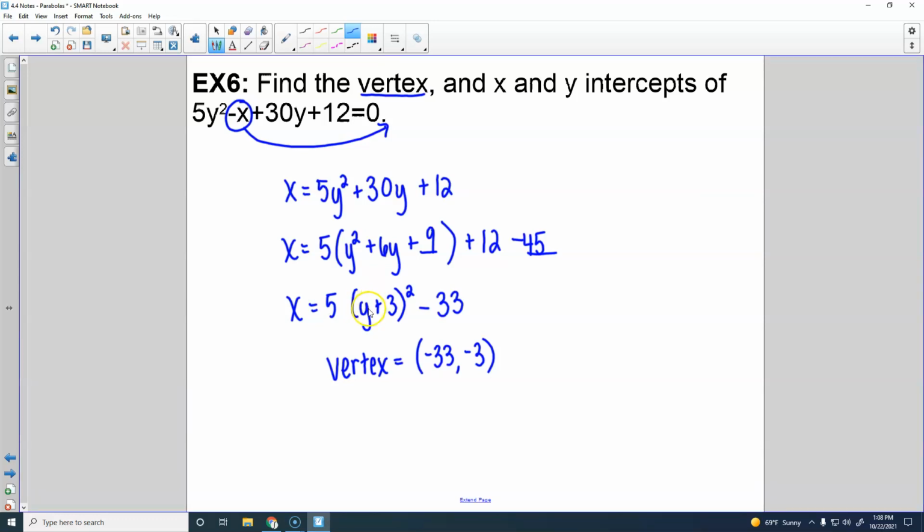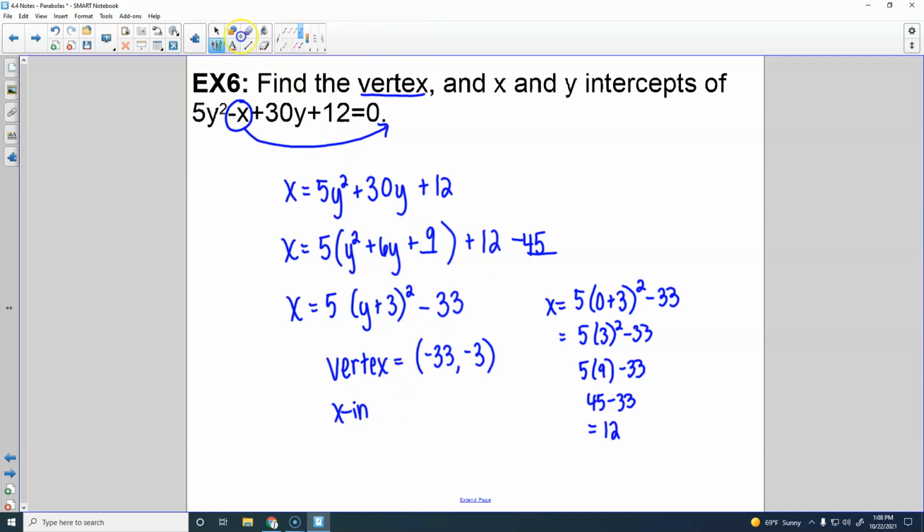The x-intercept is really easy to find from this equation, because if we plug in 0 for our y here, we can figure that out pretty easily. So that's going to be 5 times 3 squared minus 33, which is 5 times 9 minus 33, which is 45 minus 33, which is going to give us 12. So my x-intercept is 12.